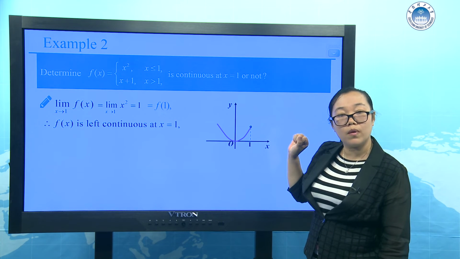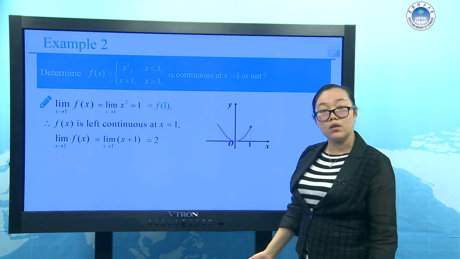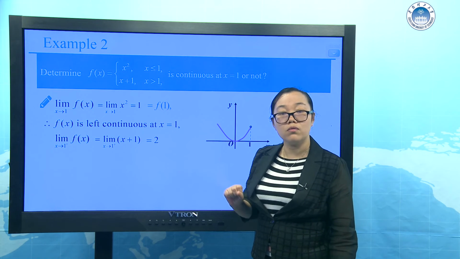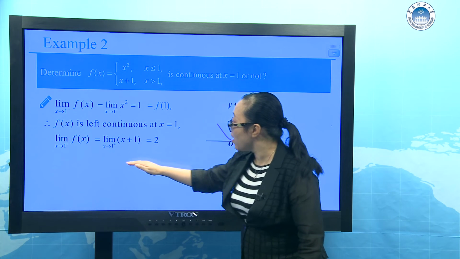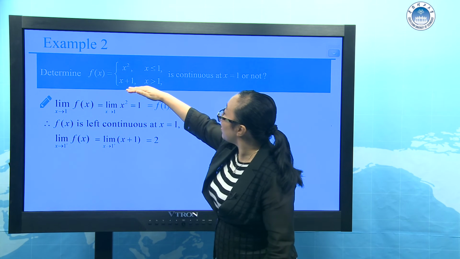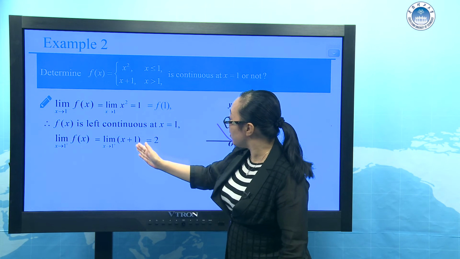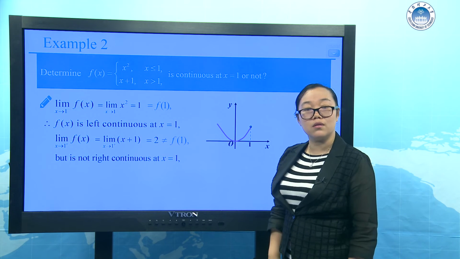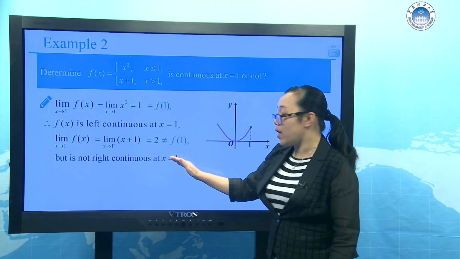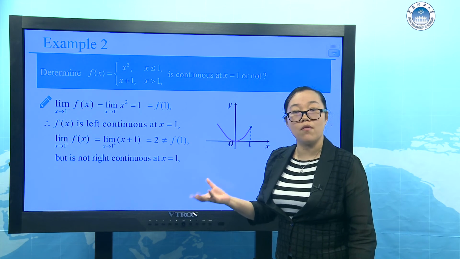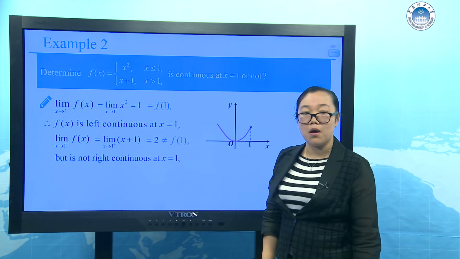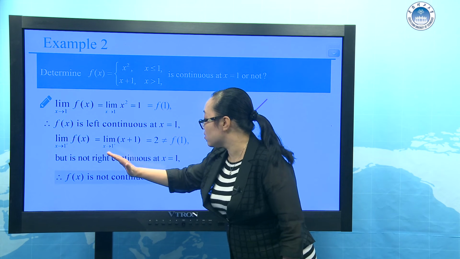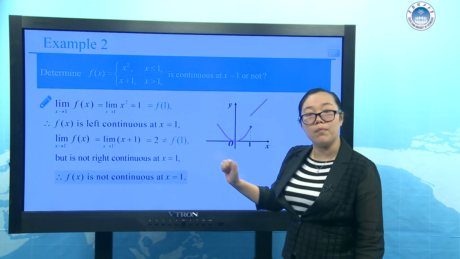left continuous. Now let's see if it is right continuous, x tends to 1 plus. x tends to 1 plus means x greater than 1, so the expression is x plus 1, which equals 1 plus 1 equals 2. 2 doesn't equal 1. This means it is not right continuous at the point. So our f(x) is left continuous but not right continuous. So f(x) is not continuous at the given point 1.